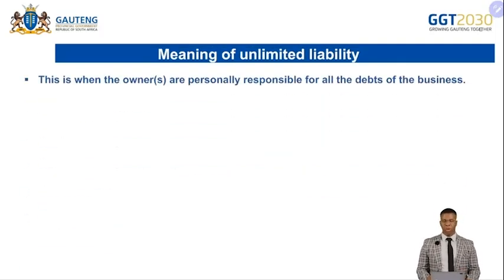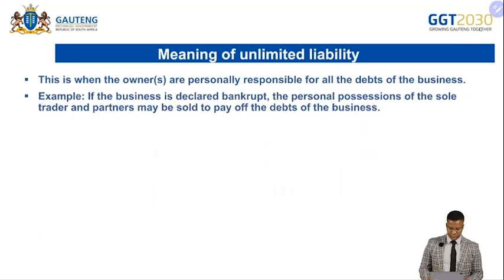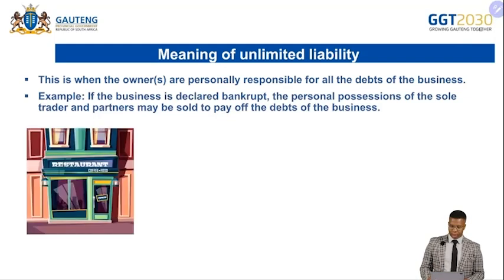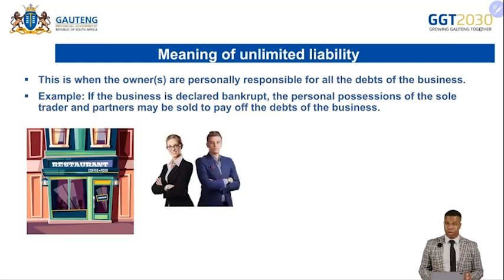However, the meaning of unlimited liability is the opposite of limited liability, which I hope you should now have an idea of. This is when the owners are personally responsible for all the debts of the business. For example, if the business is bankrupt, the personal possessions of the sole trader or partners may be sold to pay off the debts of the business. Here we are referring to two forms of ownership, sole trader and partnership, because they are subject to unlimited liability.